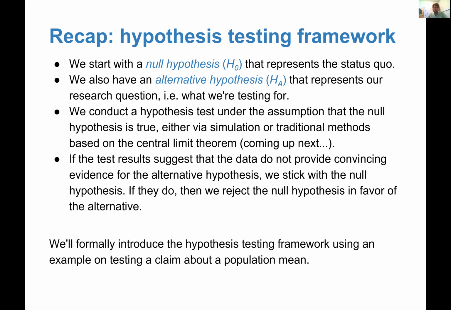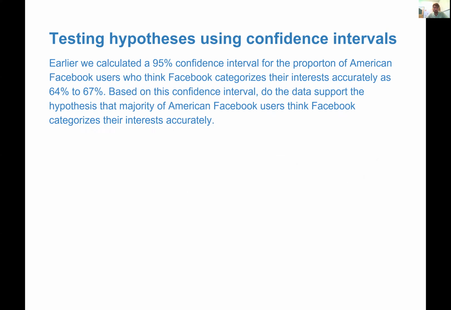We'll formally introduce the hypothesis testing framework with an example. Earlier, we calculated a 95% confidence interval for the proportion of American Facebook users who think Facebook categorizes their interests accurately as 64 to 67%. So based on this confidence interval, do the data support the hypothesis that a majority of American Facebook users think Facebook categorizes their interests accurately?